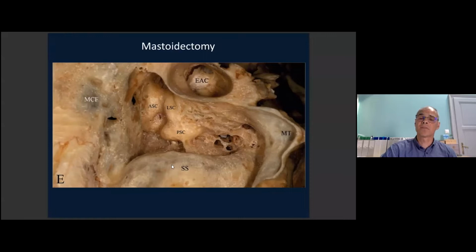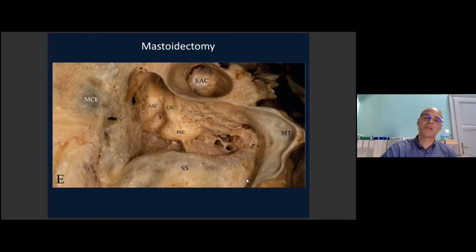The other important structure is the sigmoid sinus. So if you drill, you should follow the expected pathway of the sigmoid sinus. At the end, you have a bony shell along this sinus and skeletonization of the posterior and superior wall of the bony ear canal. The mastoid tip should also be opened. This is the digastric ridge.